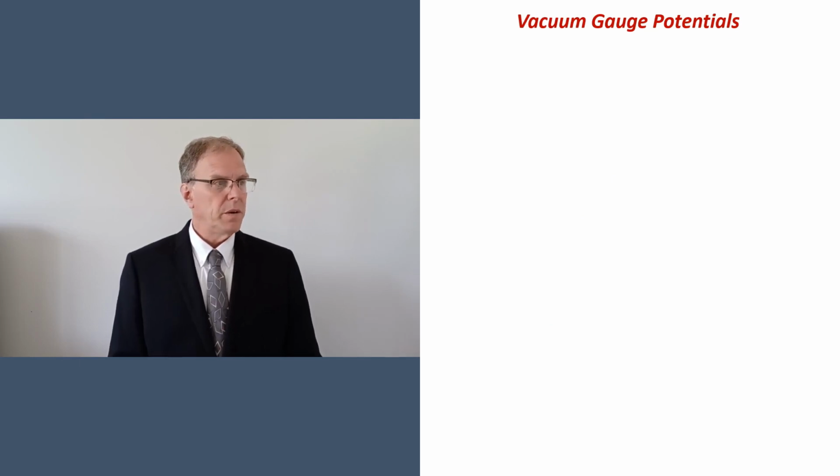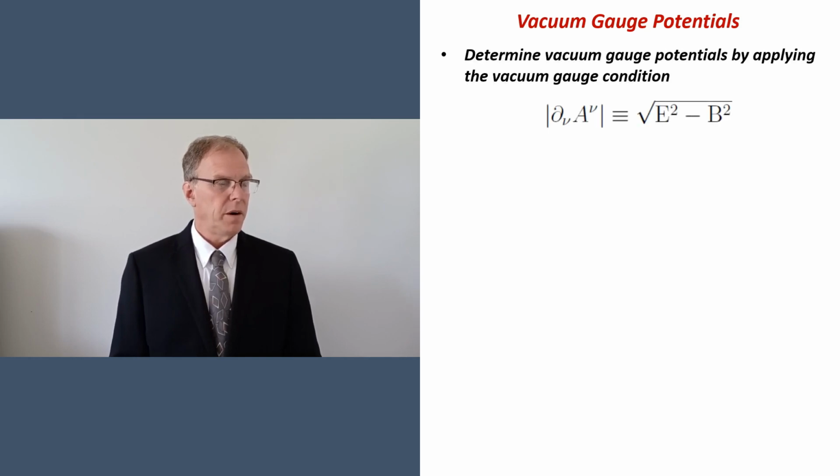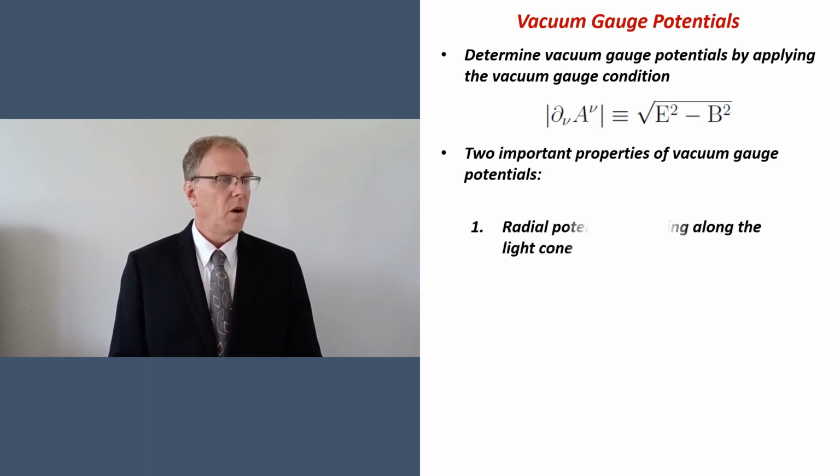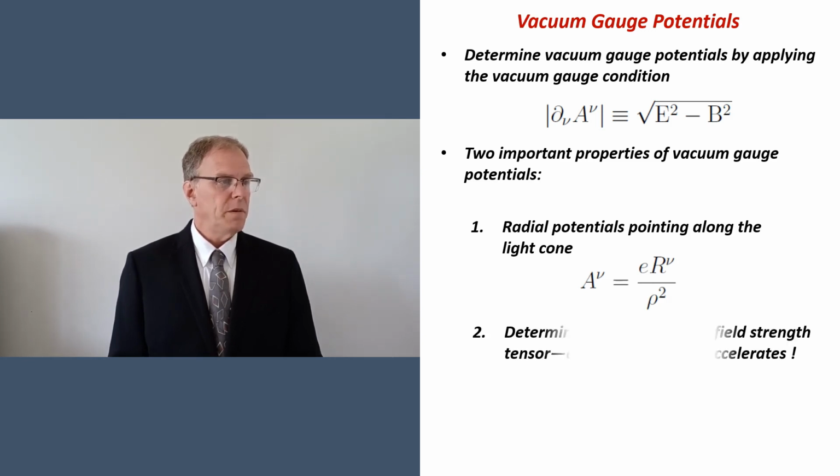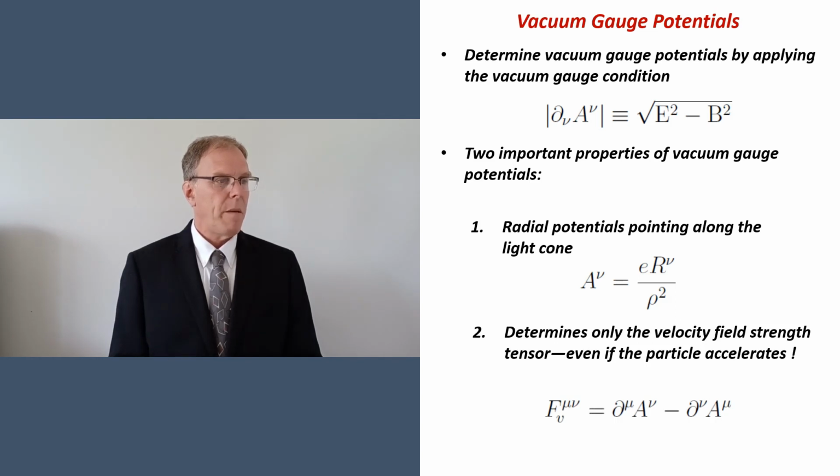To do this, we replace the Lorentz gauge condition with the vacuum gauge condition given by this formula. This leads to a set of radial potentials called vacuum gauge potentials. These potentials have two very important properties. First, they are null potentials, just right for describing a field that moves at the speed of light. And second, these new potentials have the very special property that they only determine the velocity portion of the field strength tensor, even if the particle accelerates.